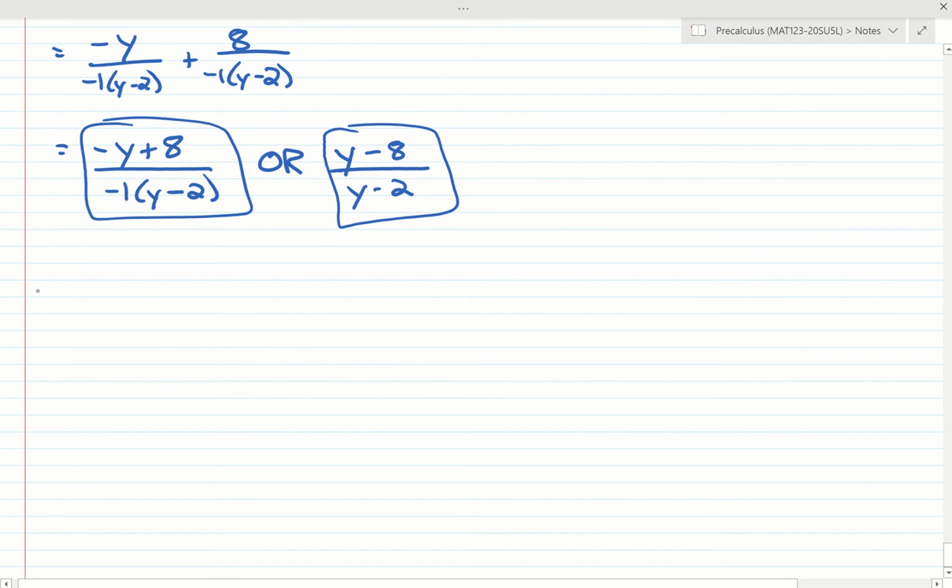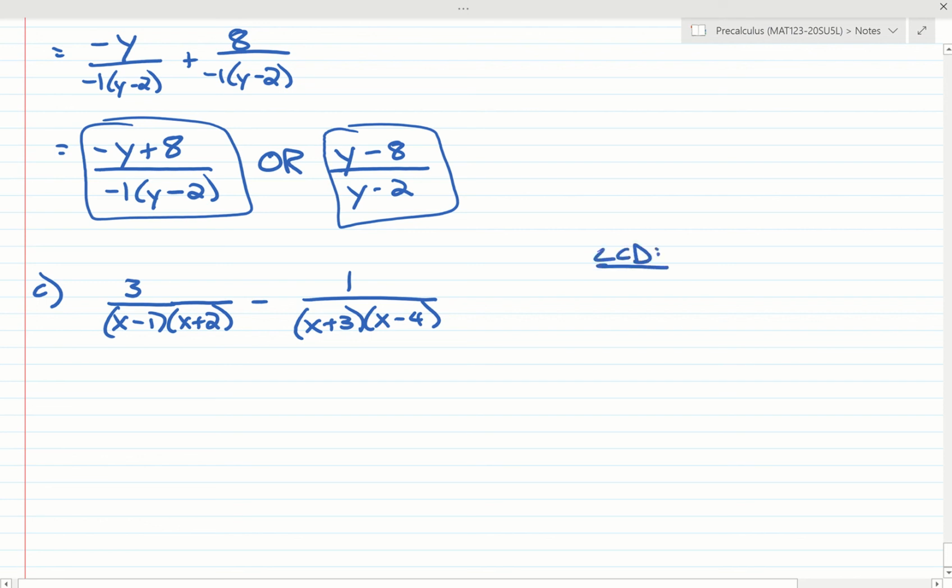What if we had something like this? 3 over x minus 1 times x plus 2, minus 1 over x plus 3 times x minus 4. Now, we have to get a common denominator, right? So every fraction is going to need an x plus 3. Every fraction is going to need an x minus 4. That's why it's called a common denominator, because every fraction has it. Every fraction is going to need an x minus 1 and an x plus 2.